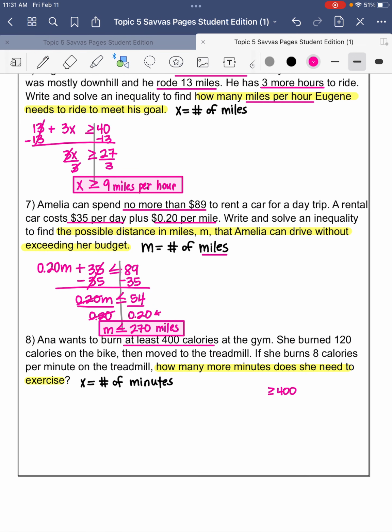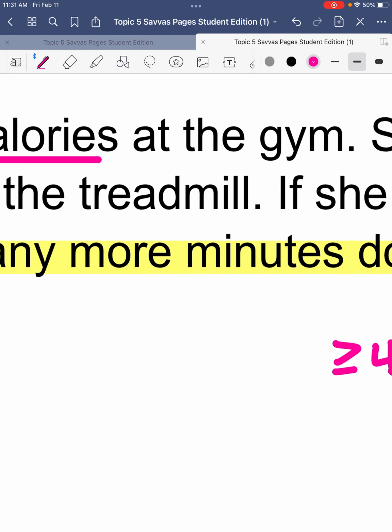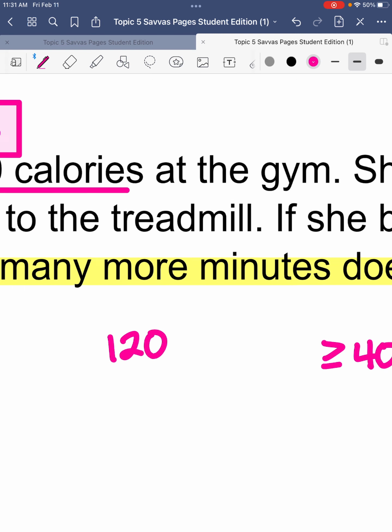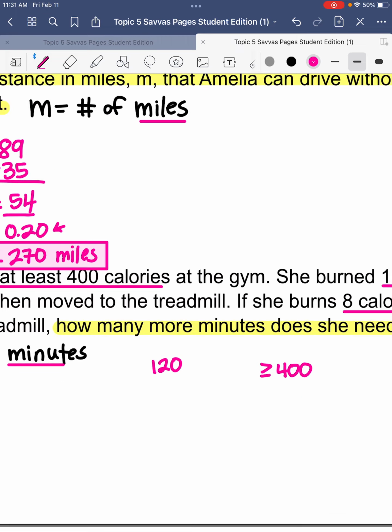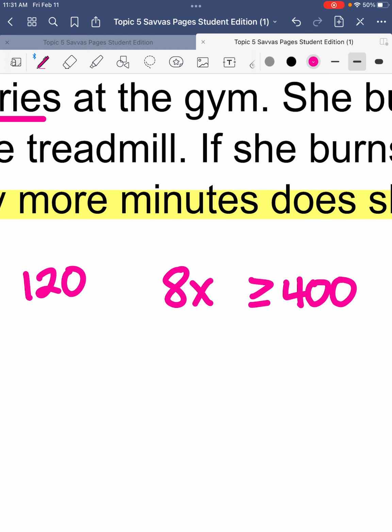She's already burned 120 calories. Okay, so there's nothing that tells me that that needs to go with my X. So I'm going to let that be a standalone number, 120, right? Now, what else is important? Well, then she moves to the treadmill, and if she burns 8 calories per minute, there's my key word, per minute, and I know that X represents the number of minutes, so I know that 8 and X go together. So I'm going to have 120 and 8X on this side. What operation connects them? If you said addition, you're correct, because they're all part of the total calories that she's burning. So now we just solve this inequality like normal.